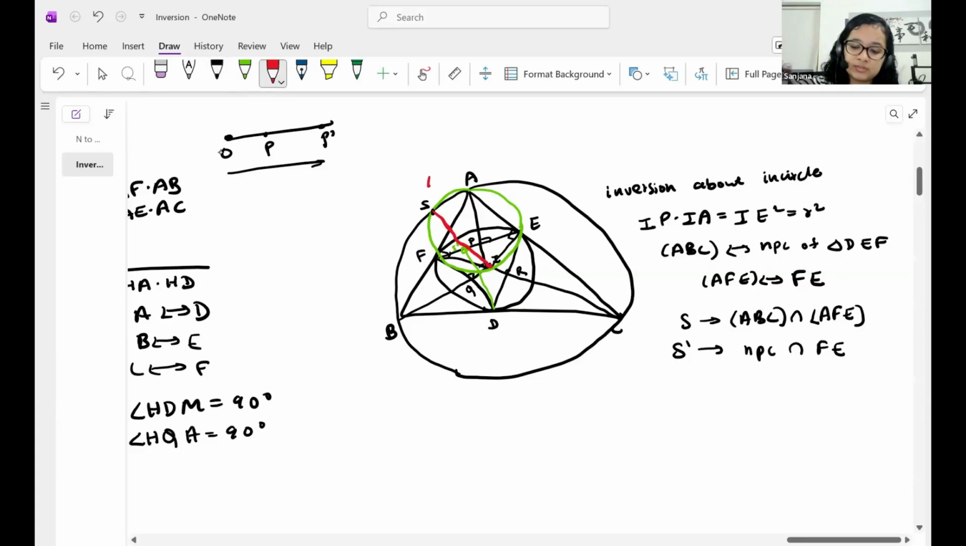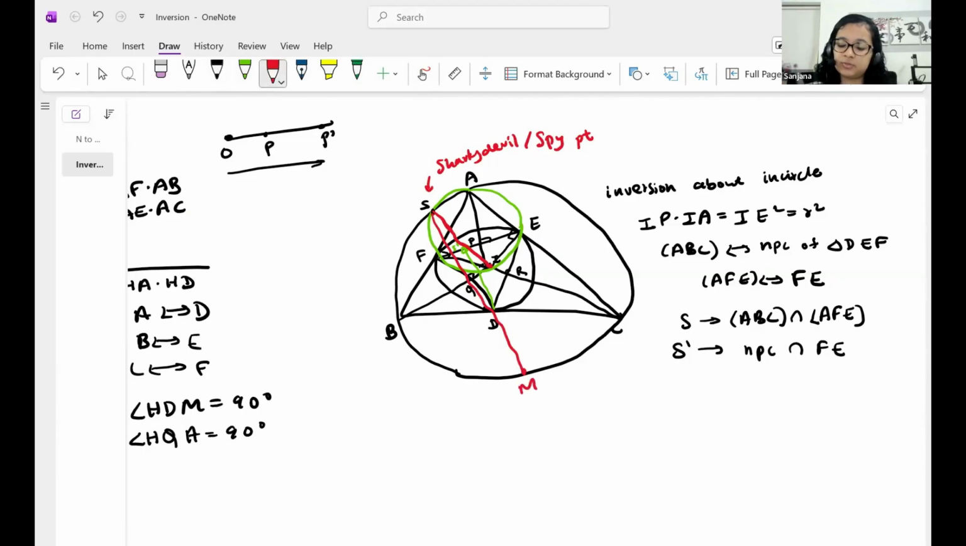And this point is called the Sharkey-Devil point, or Spiral point, just for information. It has a lot of other properties as well, like you have that S, D, S dash collinear with the midpoint of arc BC of ABC, and other properties like that. You can try proving this yourself.